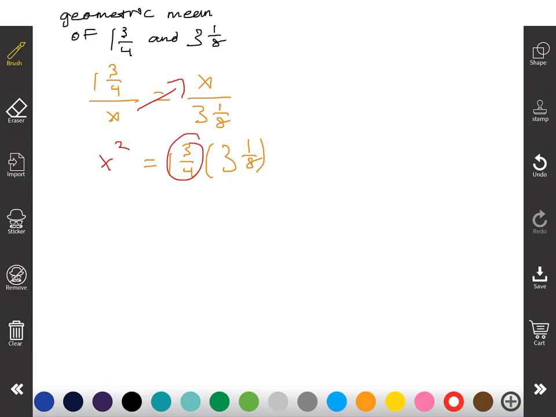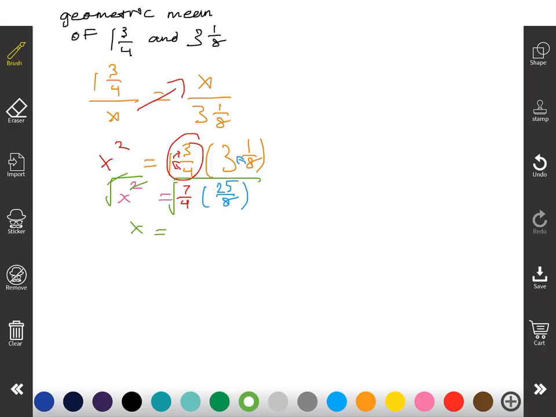1 3/4 can be represented as 4 times 1 plus 3, so that's 7/4. Then you have 3 1/8, so that's 8 times 3 is 24, plus 1 is 25 over 8. This is equal to x squared. The next step is to square root both sides so that you have x by itself.